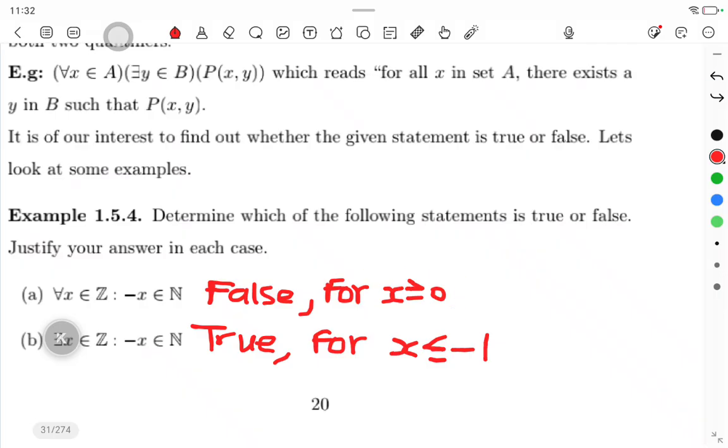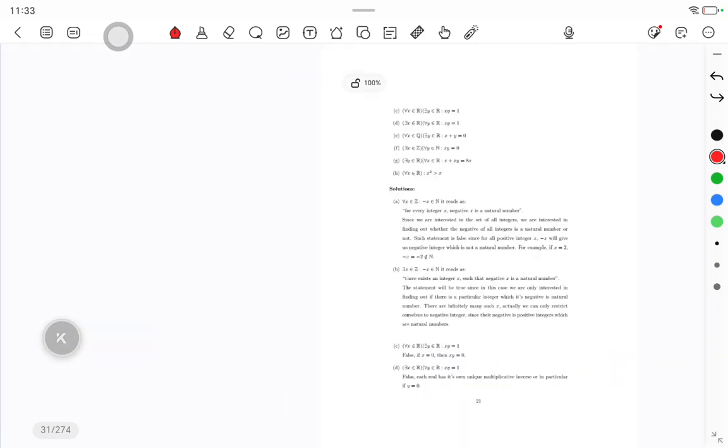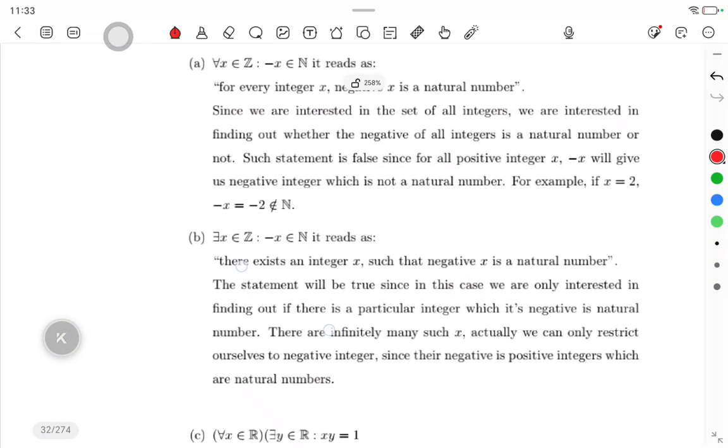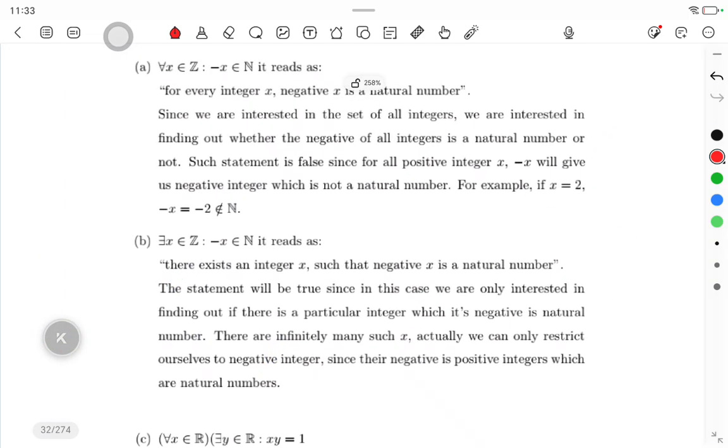So now when we come to b, that's saying that there will exist x element of an integer such that negative x is an element of the natural numbers. It reads as follows. They say there exists an integer x such that the negative x is a natural number, meaning that there are some which are true, right? This is what they're saying. There are some which can be true.